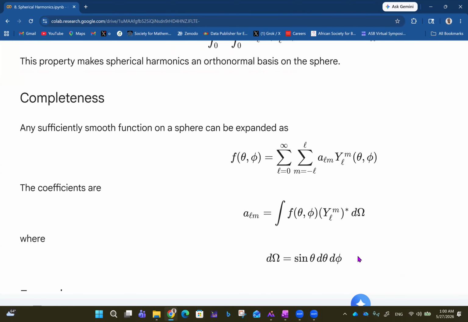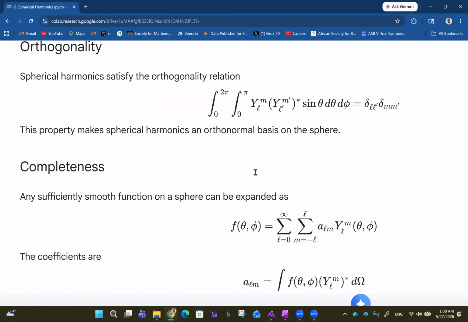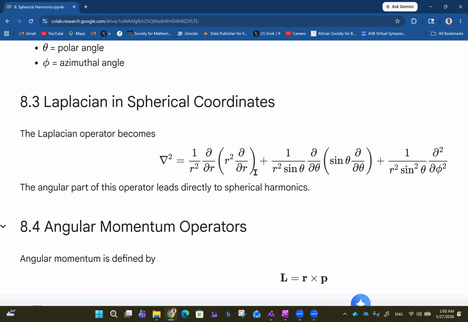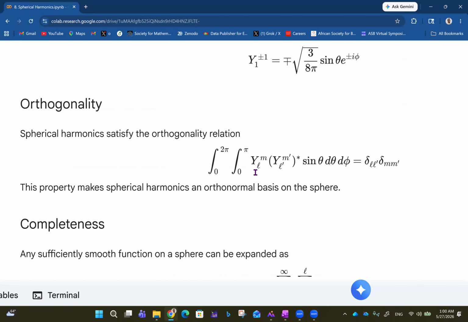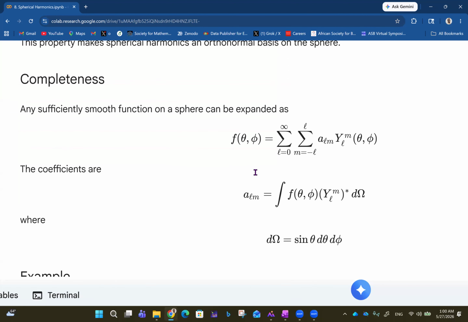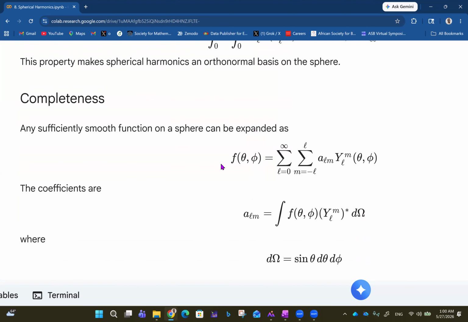Then we talk about completeness now. Any sufficiently smooth function on a sphere can be expanded as f of theta comma phi. Phi is the azimuthal angle, and theta, we saw that in the beginning, is the polar angle. Theta polar, phi azimuthal. So talking about completeness, any sufficiently smooth function on a sphere can be expanded as f of theta comma phi.